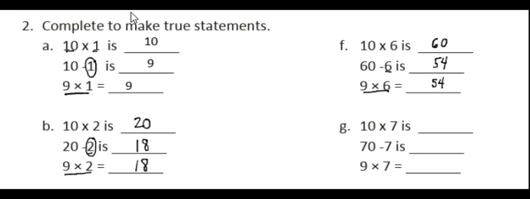And the last one, we are working on 9 times 7. So we look at 10 times 7, which is 70. And then we'll subtract one group of 7 from 70 to get 63. And 9 times 7 then is 63. We take 10 times the number, subtract one group of the number, and that gives us the answer to 9 times the number.